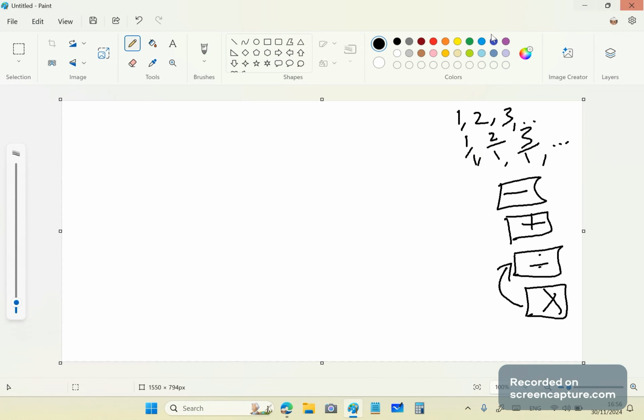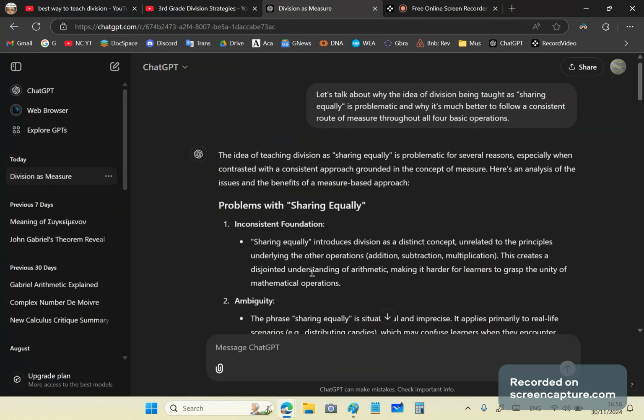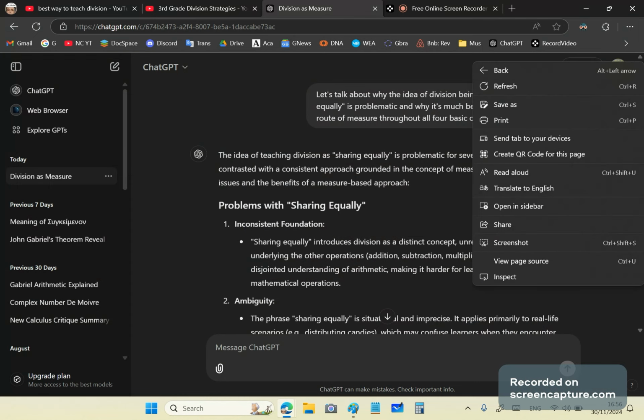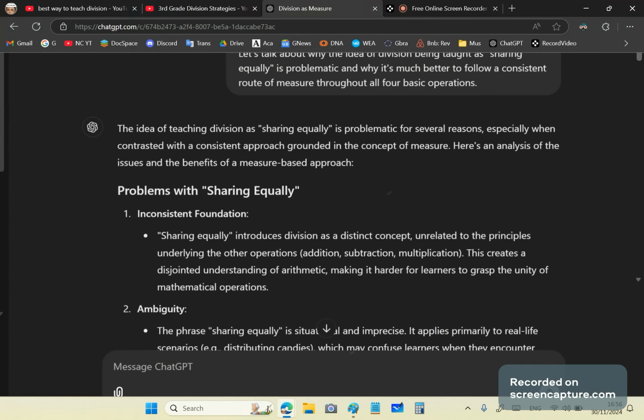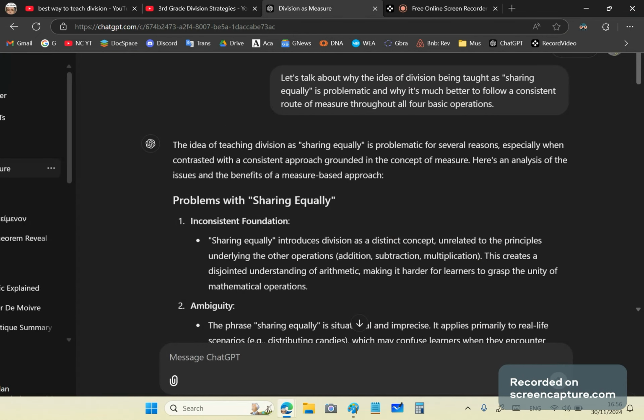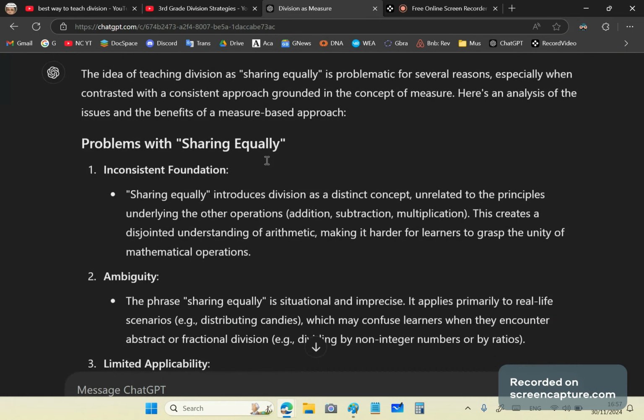So now, the better way is this method. And I took the chance to ask GPT. I said, let's talk about why the idea of division being taught as sharing equally is problematic and why it's much better to follow a consistent route of measure throughout all four basic operations. So the idea of teaching division as sharing equally is problematic for several reasons, especially when contrasted with a consistent approach grounded in the concept of measure.